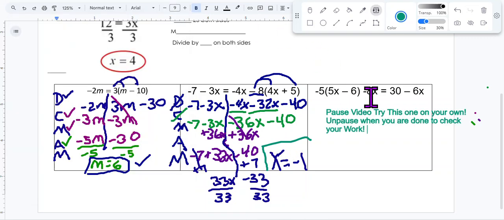All right, so we got one more last one on our notes here. We have this one on the bottom right. Go ahead, pause the video, see if you can do this one on your own. See if you can do it, all right? Don't forget, don't call me after midnight, all right? Pause the video, try it on your own. Unpause it when you're done to check your work.